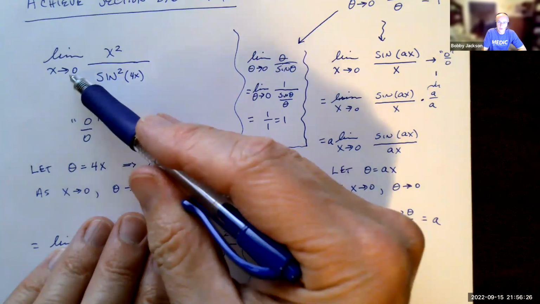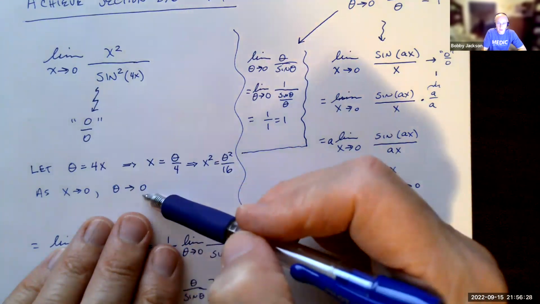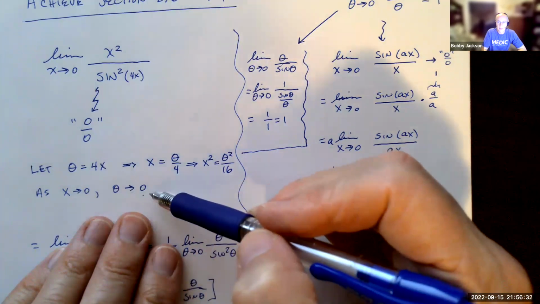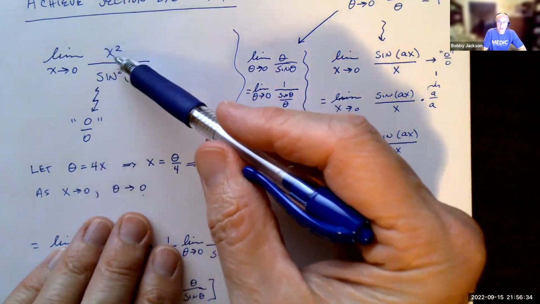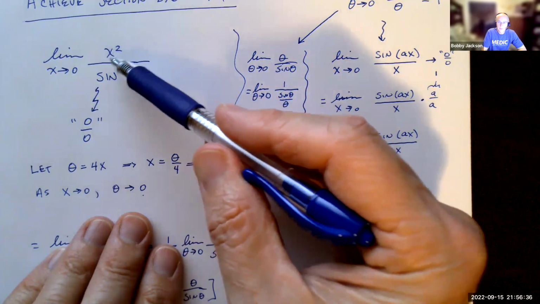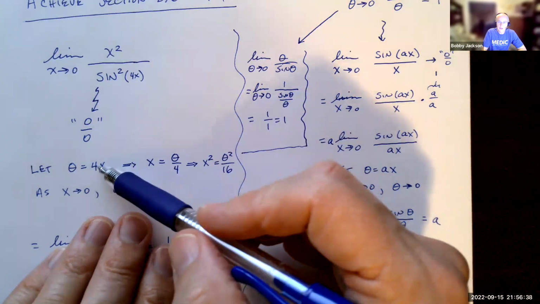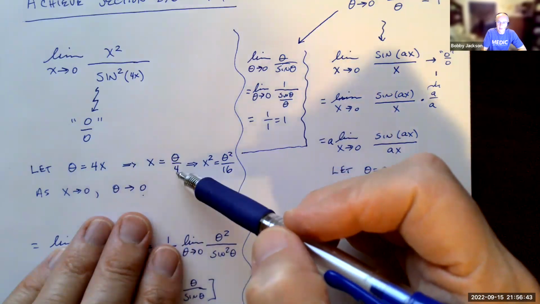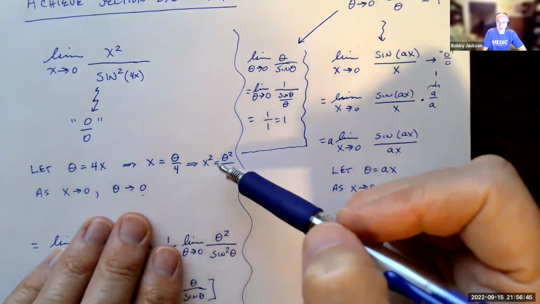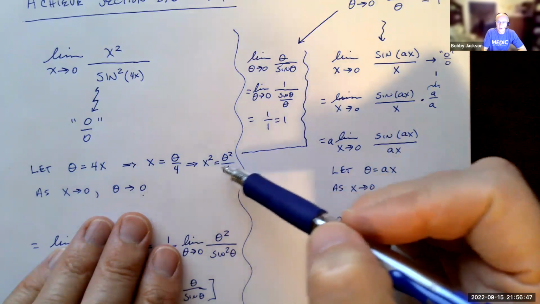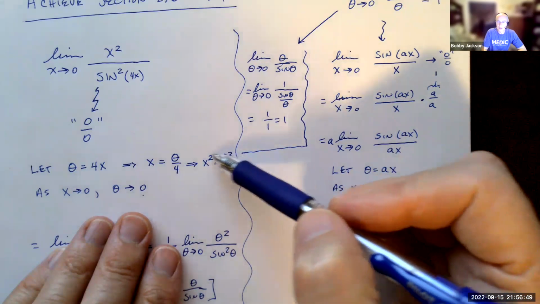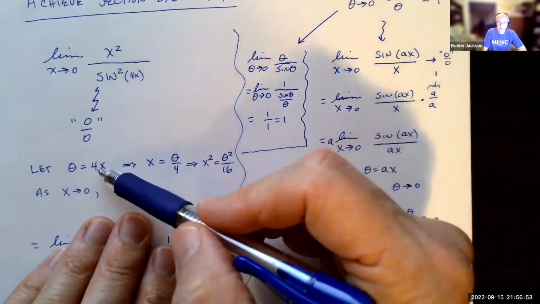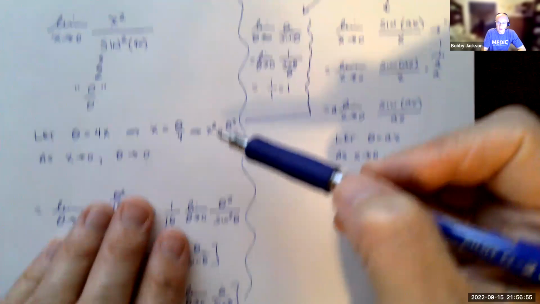So the limit as x approaches 0 will become the limit as theta goes to 0. It's the same thing, right? As x goes to 0, theta goes to 0. But I'm also going to have to replace x squared in this case. So if theta is 4 times x, I can divide both sides and get x as theta divided by 4. Then if I square both sides, x squared will be theta squared over 4 squared, which is 16. So I can now replace x squared with this. The 4x is just theta. Everything is now in terms of theta, right?